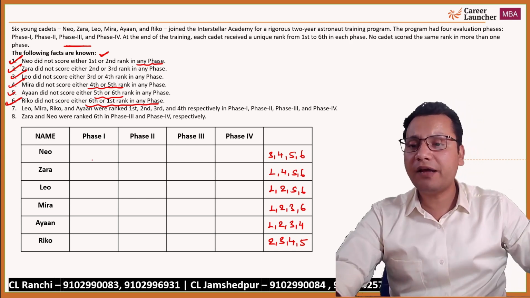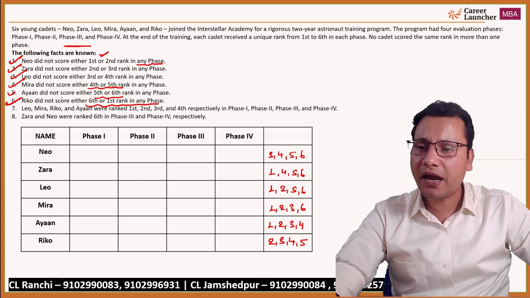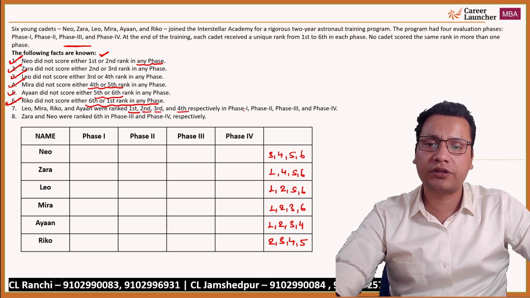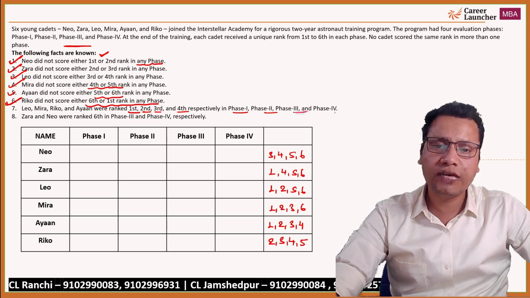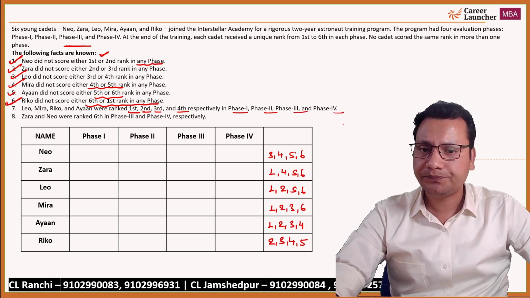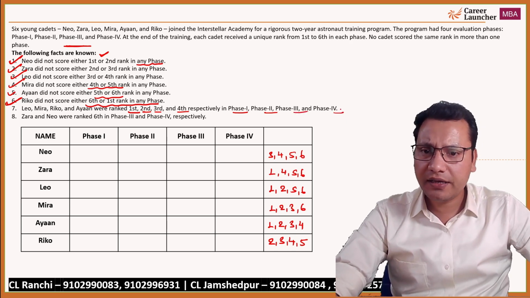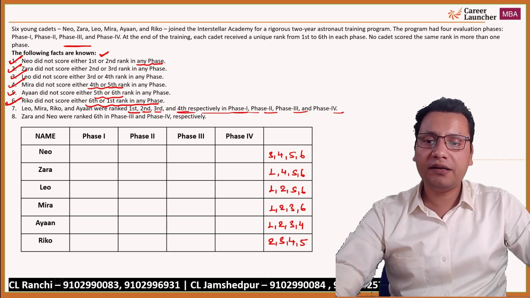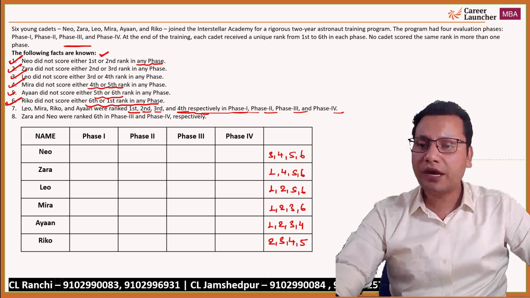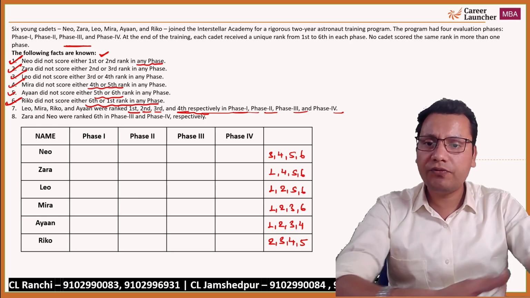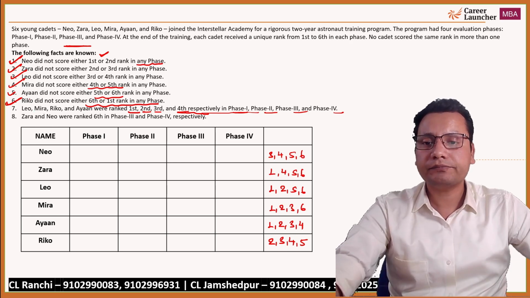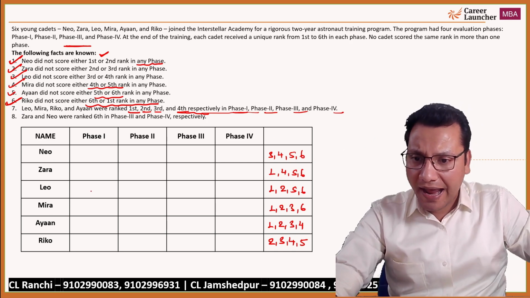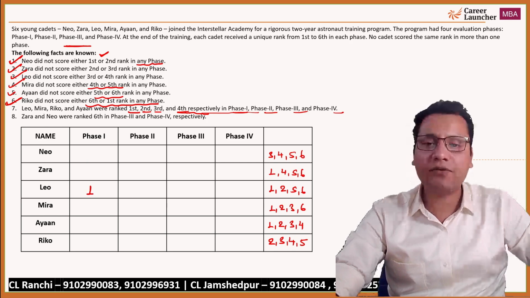Now, statement number 7. Leo, Mira, Rico, and Ayan were ranked 1st, 2nd, 3rd, 4th in phases 1, 2, 3, and 4 respectively. The word respectively is already given here, right? So now Leo will be scoring rank 1 in phase 1. Leo rank 1, so I'll write 1 here.